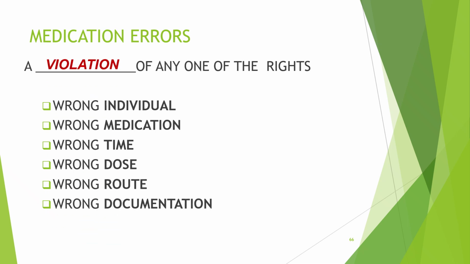A medication error is a violation of any one of these rights. If you give the medication to the wrong person, you gave the wrong medication to that individual, you gave the medication at the wrong time, you gave them the wrong dose. It should have been 200 milligrams, not 500 milligrams. You gave the medication in the wrong route. You gave it to them in the eye instead of the ear. And wrong documentation, not recording it properly.